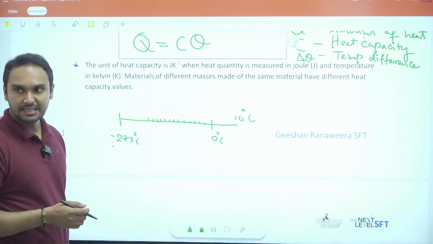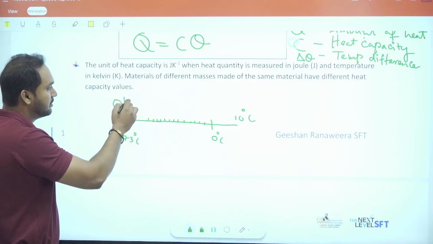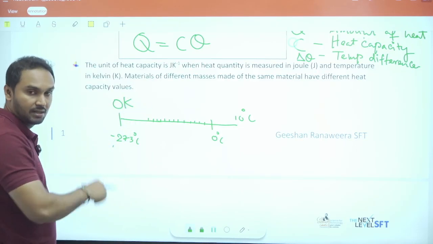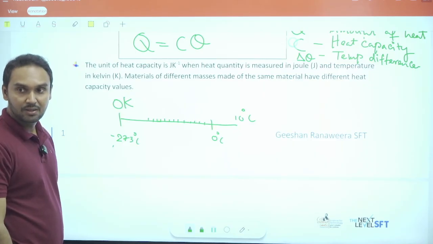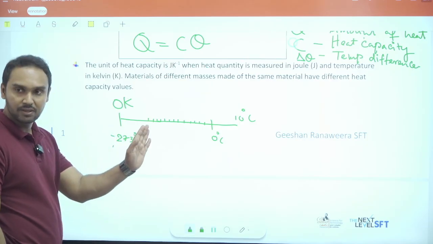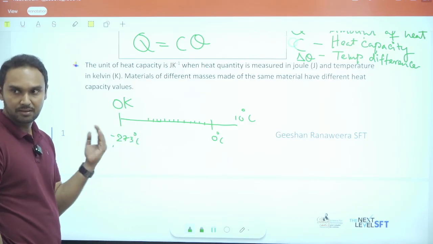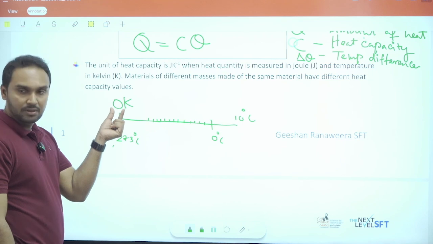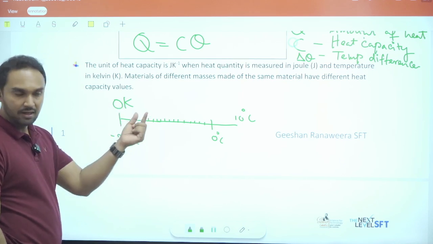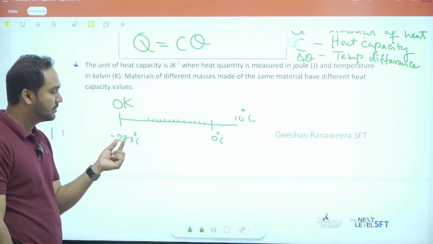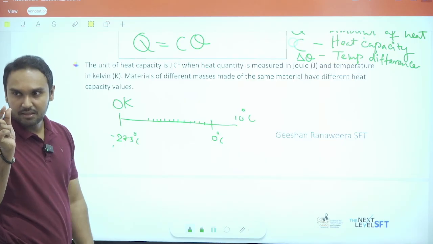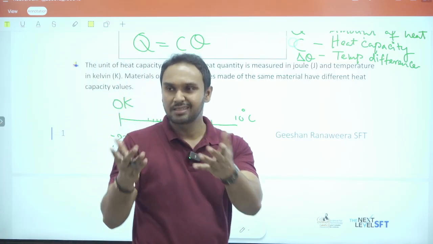Now the only difference with Kelvin is that Kelvin starts here: minus 273 degrees Celsius is equal to 0 Kelvin, right? So 1 Kelvin is what? Minus 272, because it's going forward. So 0 is minus 273, 1 is minus 272, 2 is minus 271. Likewise, the values are increasing. So the value of one division is the same.